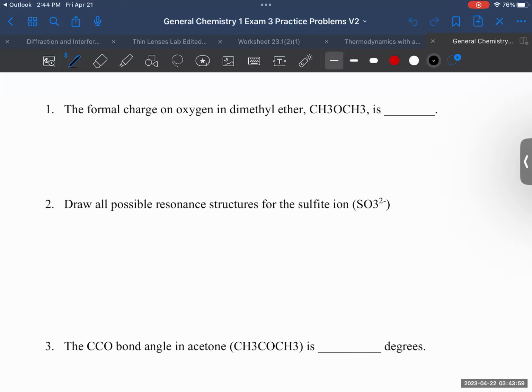Right, Rami is correct. It is indeed zero. So if we draw dimethyl ether, it looks something like this. Yeah, so dimethyl ether looks something like that.